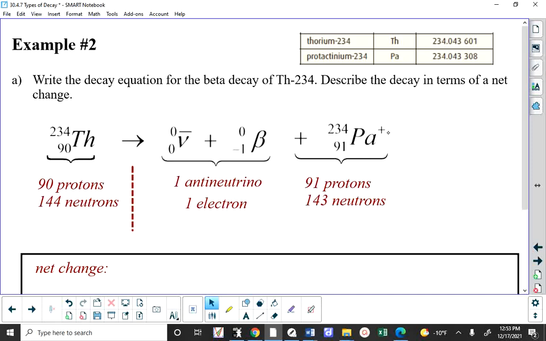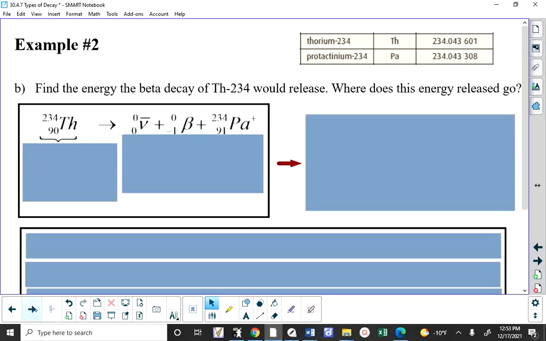And now we've added that plus sign there. So now we're going to find out the energy released. Well, you know that to find the energy released, you have to compare the mass before and the mass after. And by the way, if the two masses were equal, then there would be no energy released and nothing would change. But something does change.